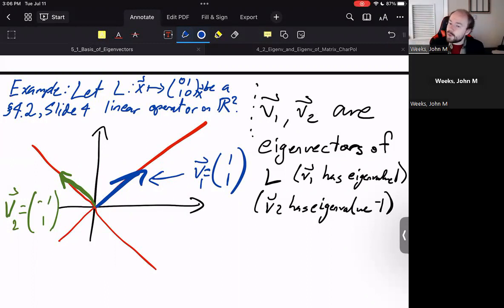So V1 and V2 ended up being our eigenvectors for this operator L. V1 had an eigenvalue of 1 because it did not change its direction after going through L. And then V2 had an eigenvalue of negative 1 because it flipped its direction when we went through there. But it's in particular useful information that V1 and V2 form a basis for R2.